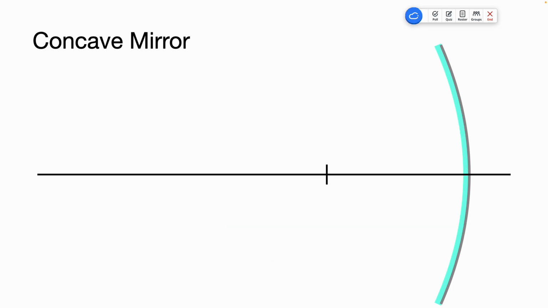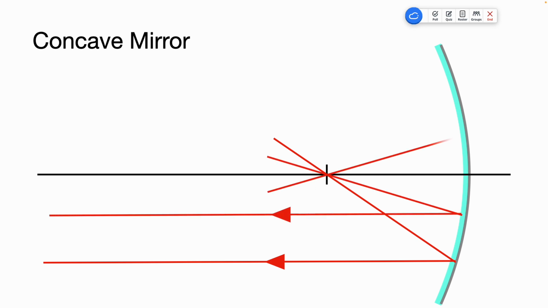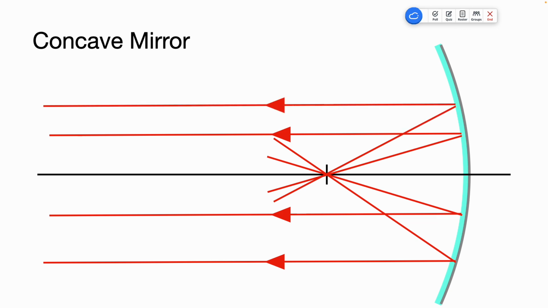So if instead of parallel, you go the opposite, you shine a light that passes through the focal point, the reflected light will become parallel to the optical axis. Same with all the other light. As long as you pass through the focal point, it will be reflected in a way such that it becomes parallel to the optical axis. Any question?